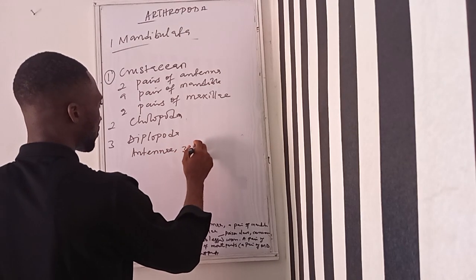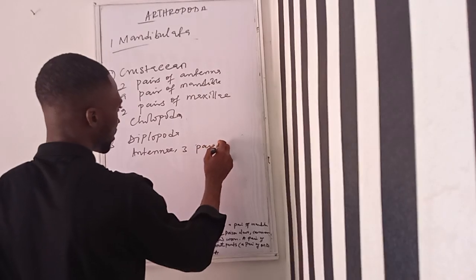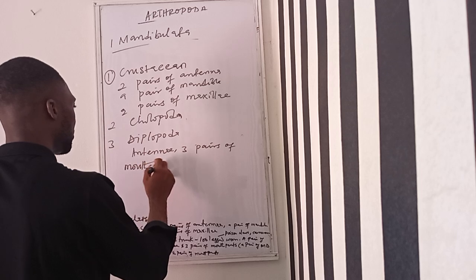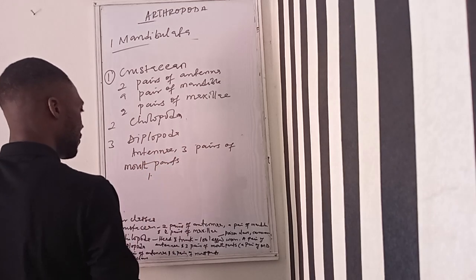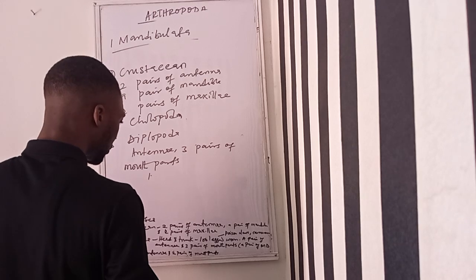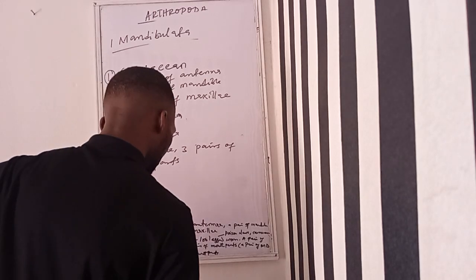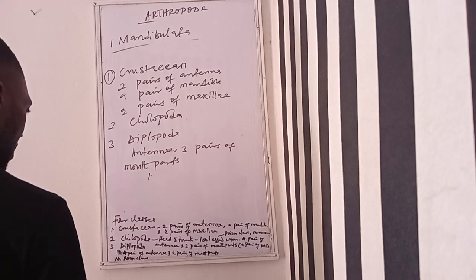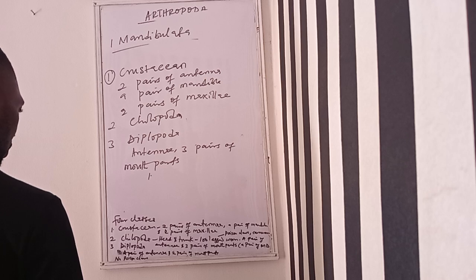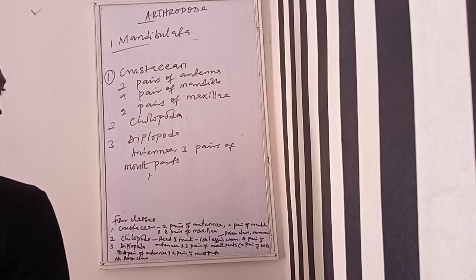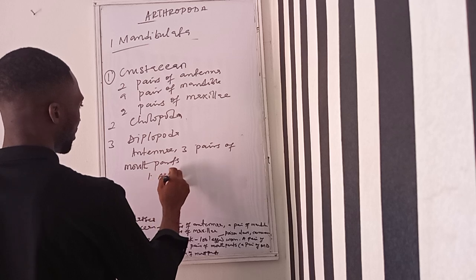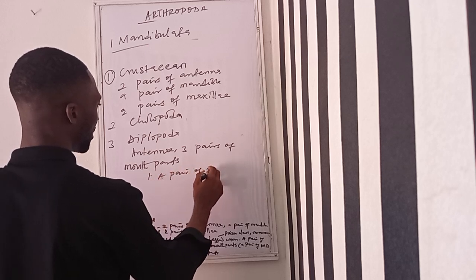They also have three pairs of mouth parts. The first pair is called a pair of mandible, and two pairs of maxilla.